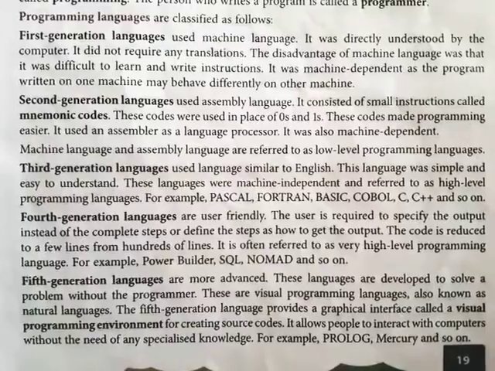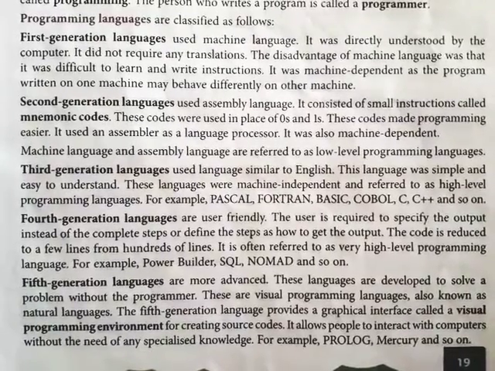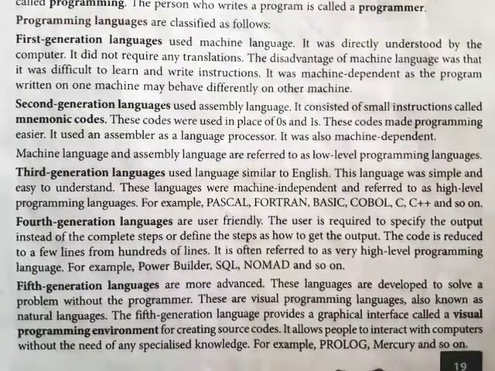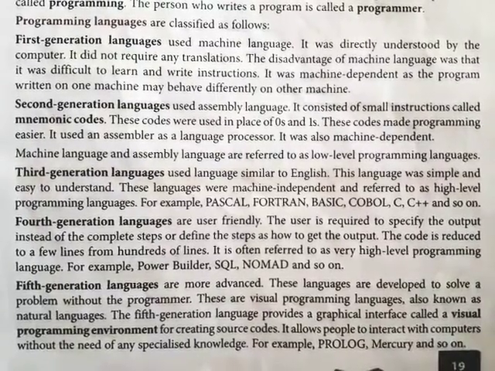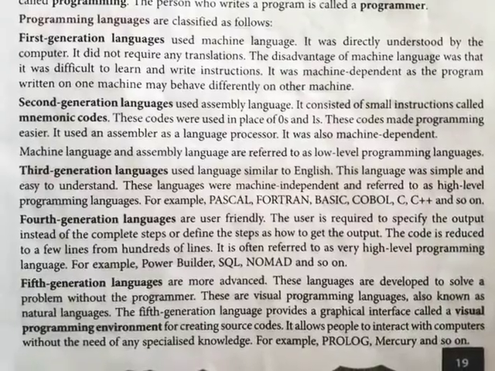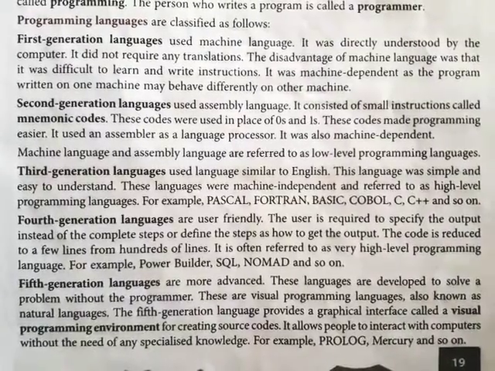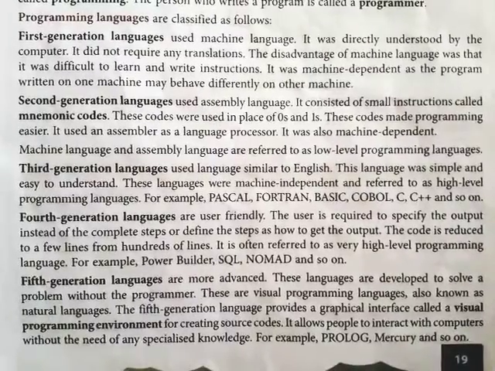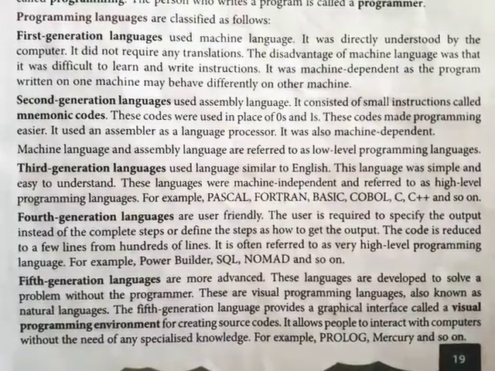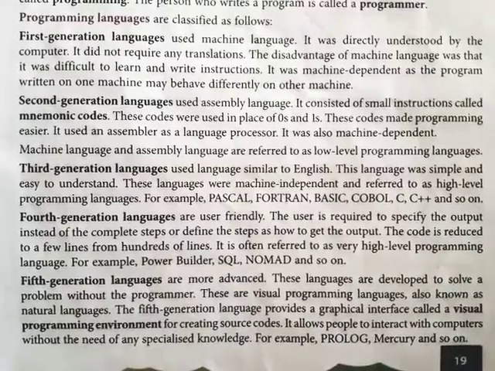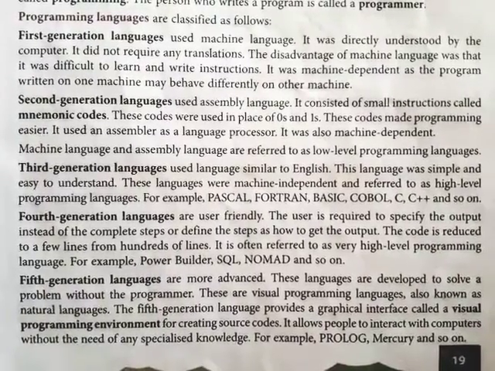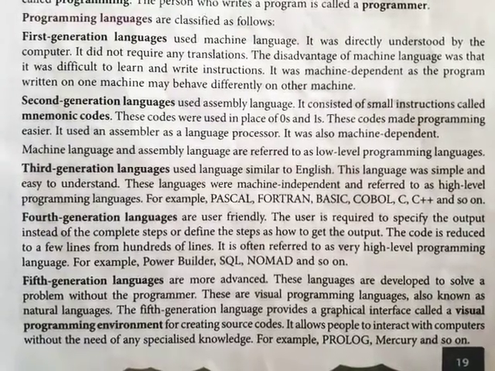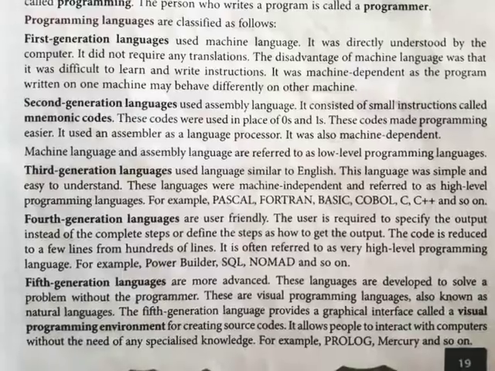Second generation languages used assembly language. It consisted of small instructions called mnemonic codes. These codes were used in place of zeros and ones. So, computer knows only binary language or machine language, but mnemonic codes were used instead of zeros and ones. These codes made programming easier. So, second generation language was a bit easy as compared to first generation.